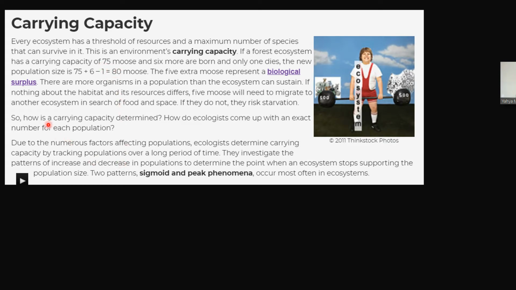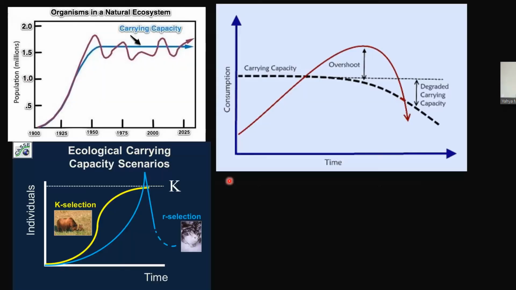So how is the carrying capacity determined? To determine what the carrying capacity of a certain place is, you have to graph the population over time, and then look at the pattern on the graph. So we're going to look at some example patterns, and look at this thing, sigmoid and peak phenomenon. We're going to look at the graph and identify where there is sigmoid and peak phenomenon in the graph.